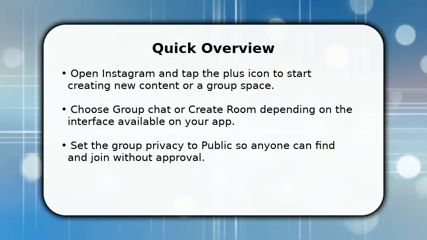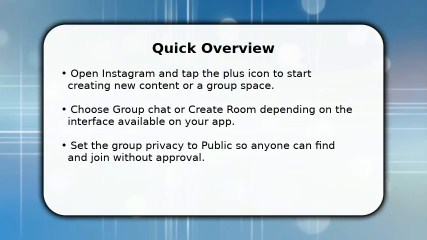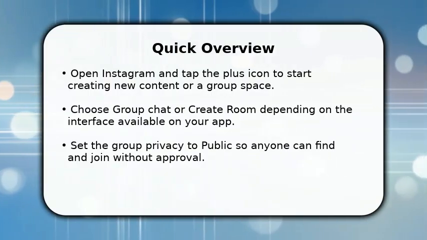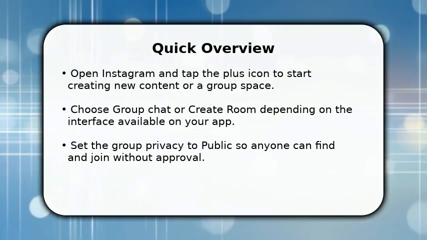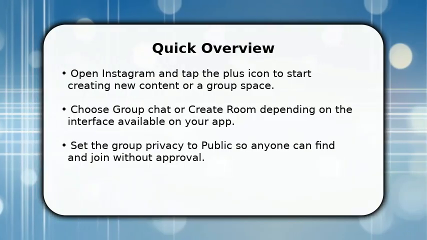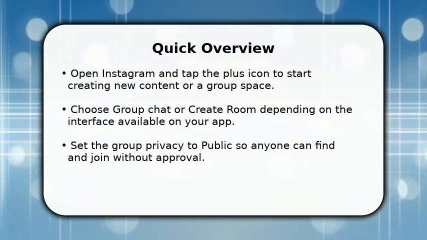In this video, I will show how to make a public group on Instagram. First, open the Instagram app and tap the plus icon to create a new space. Next, select Group, Chat, or Create Room and add at least one person to initialize it. Then go to Group Settings, find Privacy, and switch the group to public so others can find and join easily from search or shared links.